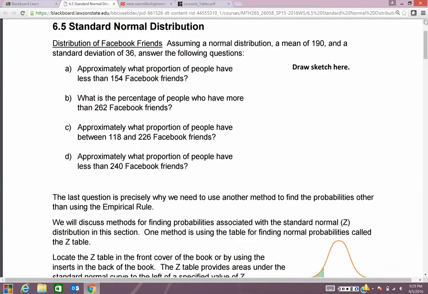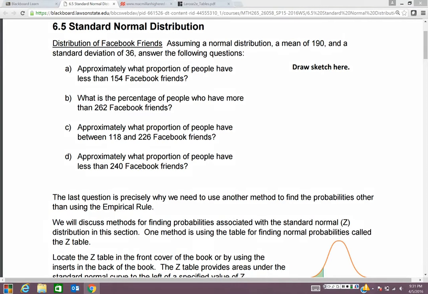Answer the following questions. So whenever you're doing these type of problems, I want you to draw a sketch of the normal distribution, because that's what's going to help you find the percentages. Alright, so I'm going to draw a bell curve, and we're going to fill it out, of course.